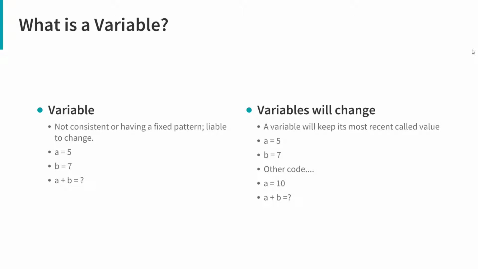The variables can also change throughout code. So a variable will keep its most recent called value. So once again, let's say a is equal to 5 and b is equal to 7. Then we have a bunch of other things that happen throughout the code. And then we say, hey, a is actually equal to 10 now. So then what is a plus b? Well, it's going to be 17 because a has been, I guess, reclassified or reintroduced as a new value here, right? So if you don't want it to be that, you can't have two variables named the same thing, right? So that's why you can have them named lots of different things.